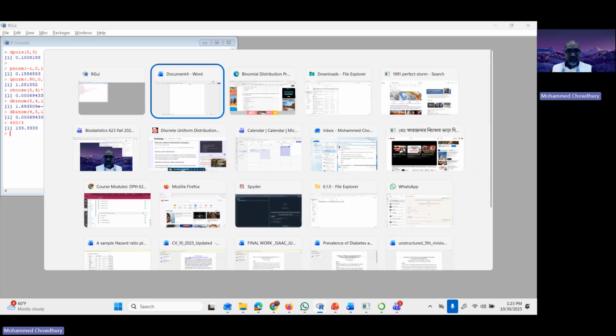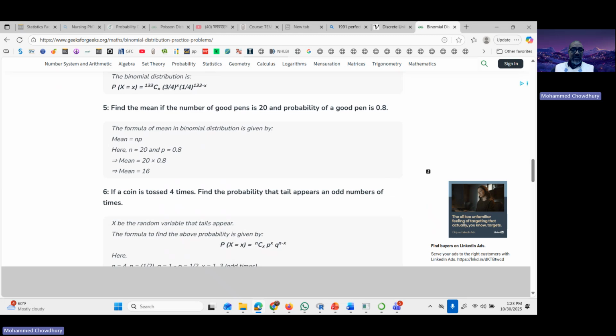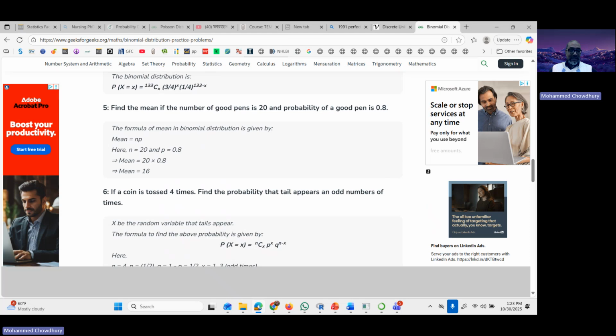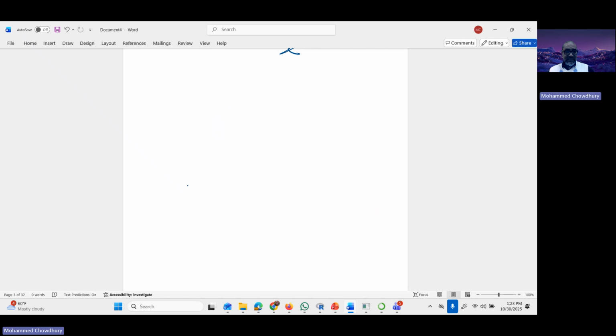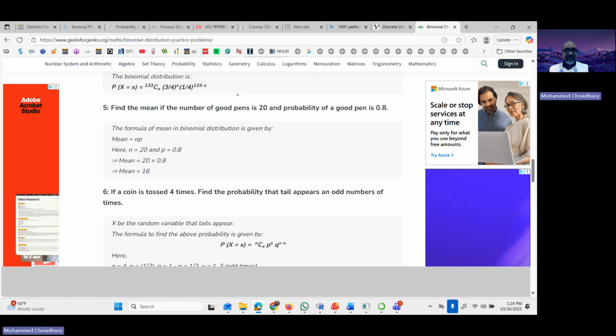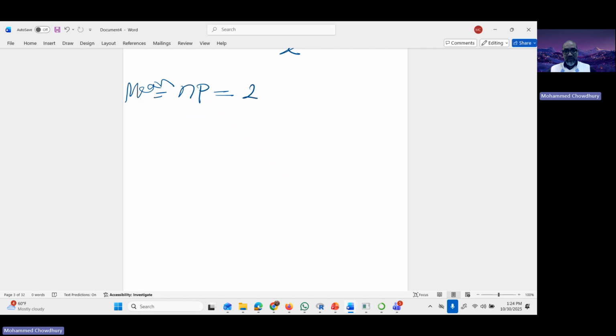Okay, let me solve one or two problems. Find the mean if the number of good pens is 20 and the probability of a good pen is 0.8. So np is our mean. So 20 times 0.8 is equal to 16. Clear, right?